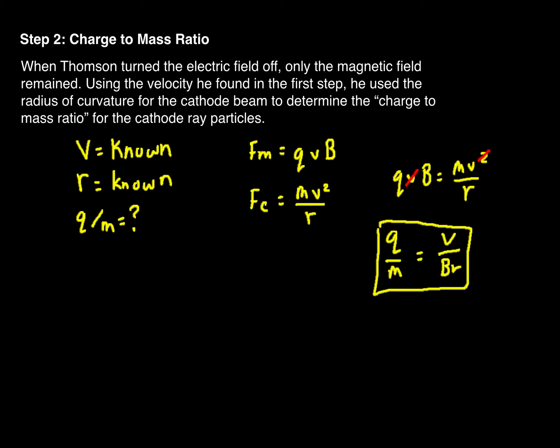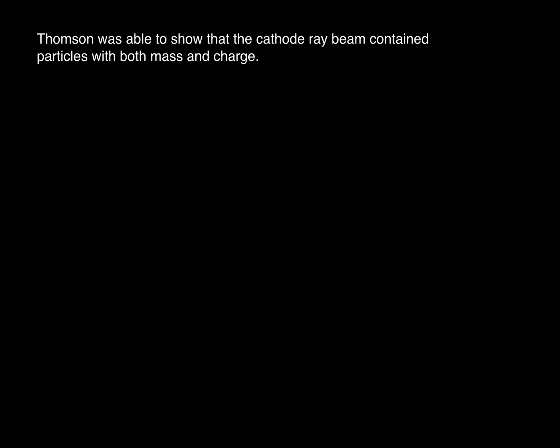Again, he wasn't able to find the individual charge or the individual mass, but he was able to find the ratio between the two so he could get a general idea of the particle's charge and mass. Thomson was able to show that the cathode ray beam contained particles with both mass and charge by finding the charge-to-mass ratio.